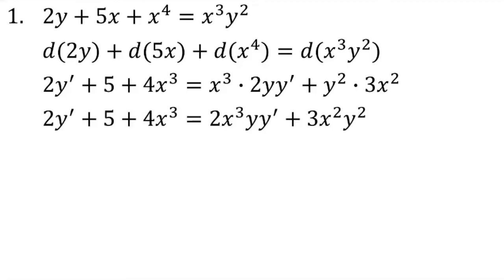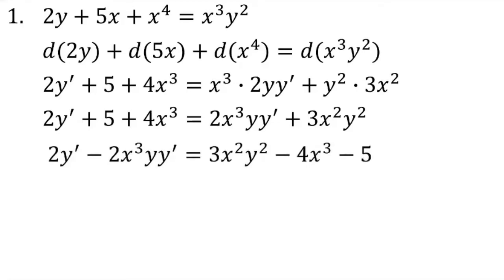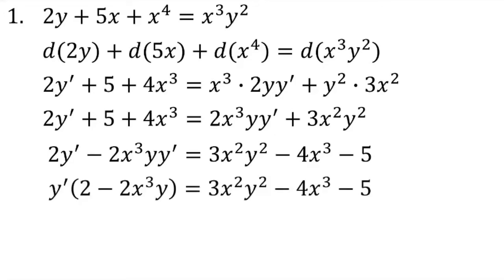Then this will become 2y prime plus 5 plus 4x cubed equals x cubed times 2y y prime plus 3x squared y squared. Then write the terms with y prime together. 2y prime minus 2x cubed y prime equals 3x squared y squared minus 4x cubed minus 5. Factor out y prime, so this will become y prime times 2 minus 2x cubed y equals 3x squared y squared minus 4x cubed minus 5.